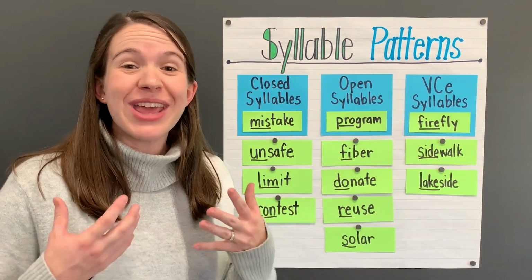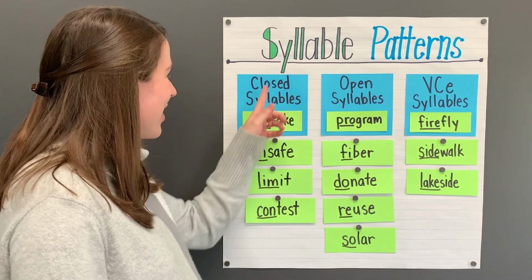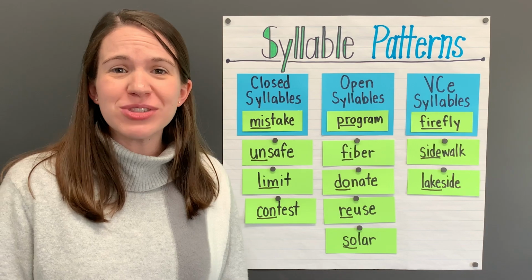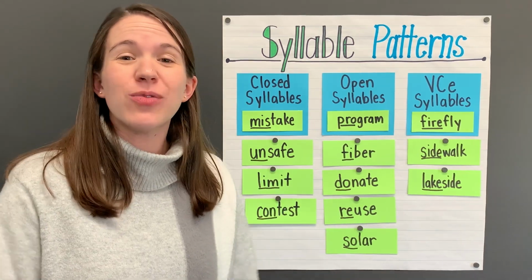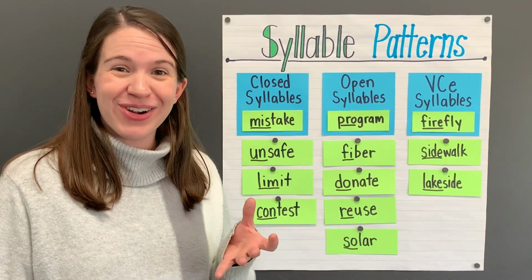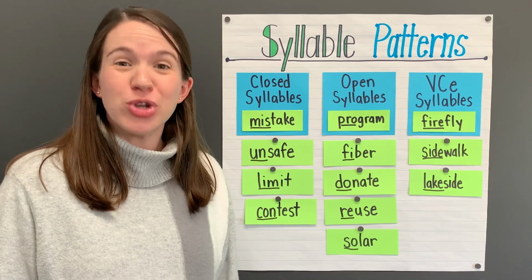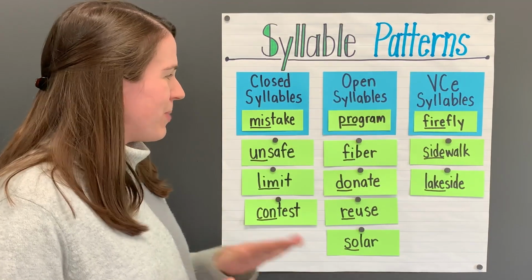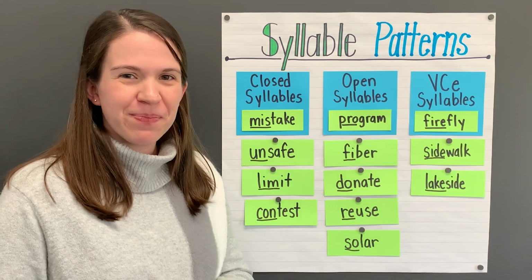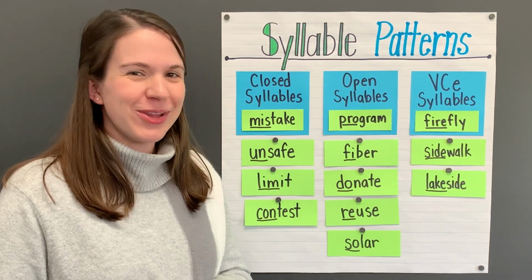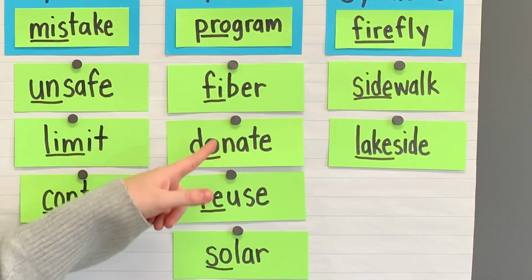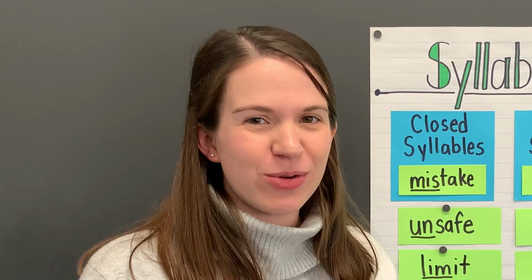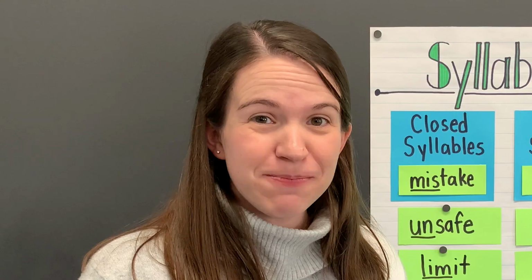When you notice a word that has a closed syllable at the beginning, you can think about other closed syllable words that you know and remind yourself of that pattern. That will help you figure out new words that start with closed syllables. What about open syllables? What do you notice here? We've already talked about it a little bit. Each of these syllables ends with a vowel. Did you notice what vowel sound these words used?